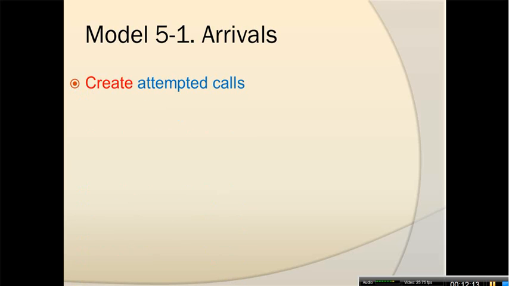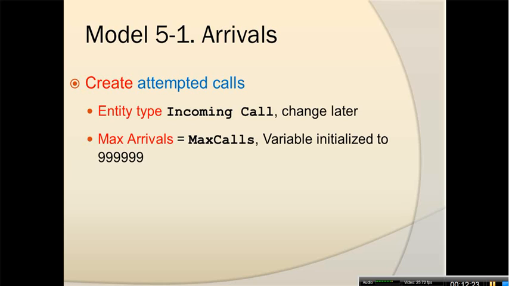Let's go ahead and start modeling, and we'll talk first about the arrivals. We're going to create attempted calls. We'll have an entity type called incoming call, and that will change later. We'll have maximum arrivals, which is going to be a variable, and we initialize it to 999,999. That's going to be a variable that we will use in our create module.